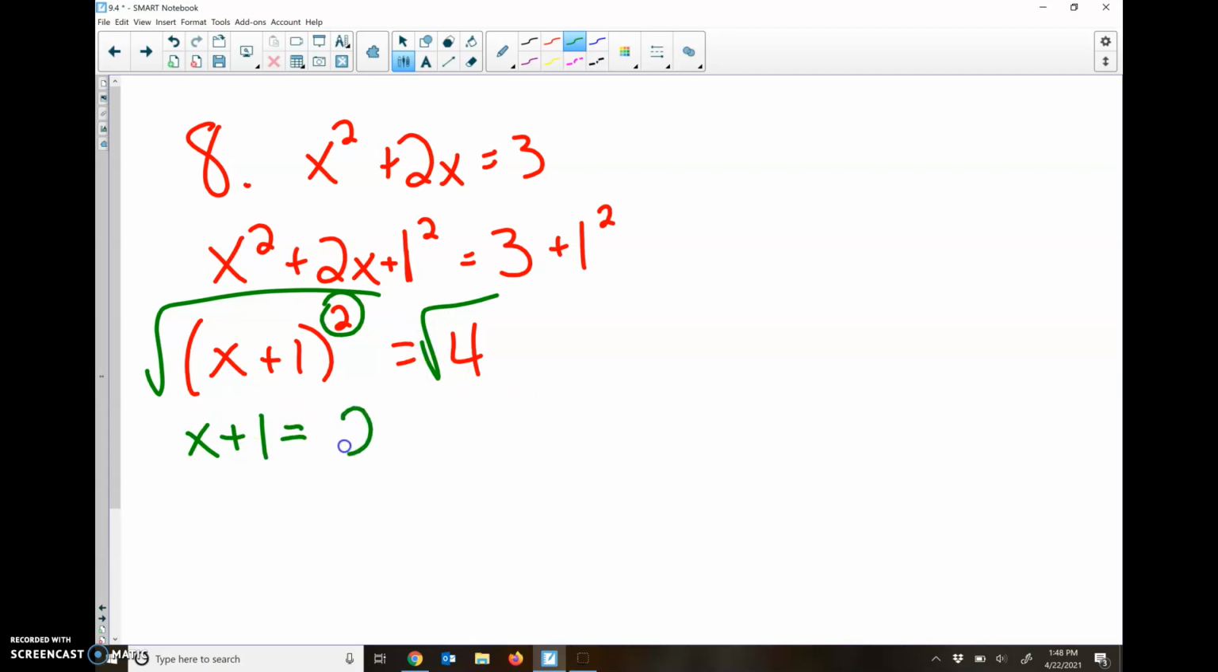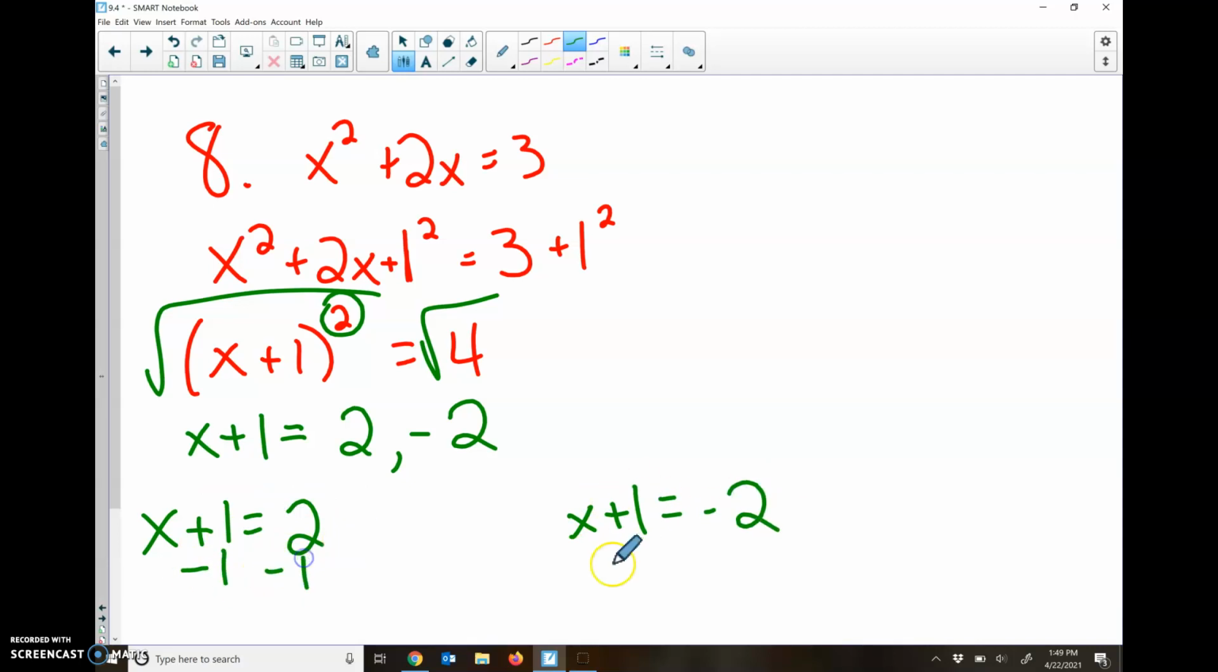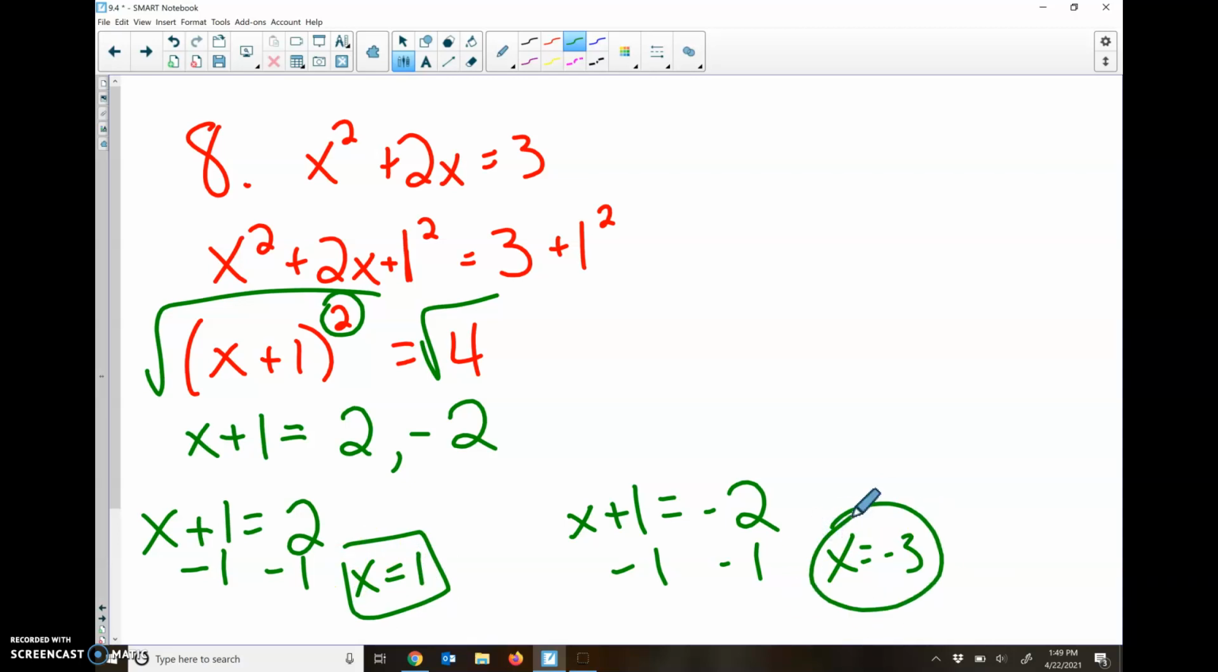And the square root of 4 is 2. Or it could be negative 2, because 2 times 2 is 4, and negative 2 times negative 2 is 4. So really I have 2 equations here now. I have one that says x plus 1 equals 2, and x plus 1 equals negative 2. So I'm going to solve both of them. Subtract 1, subtract 1. So here I get x equals 1. And here I get x equals negative 3. So those are my 2 answers there.